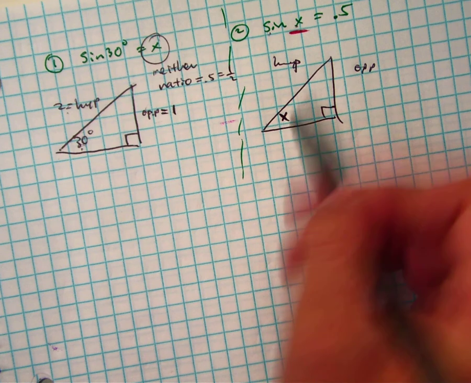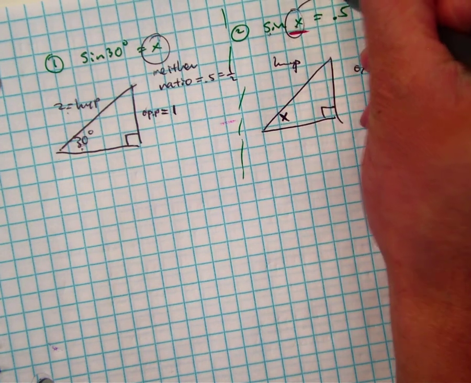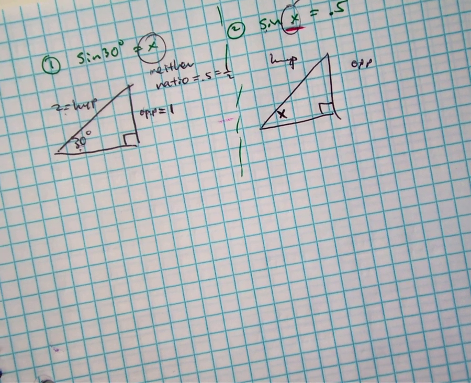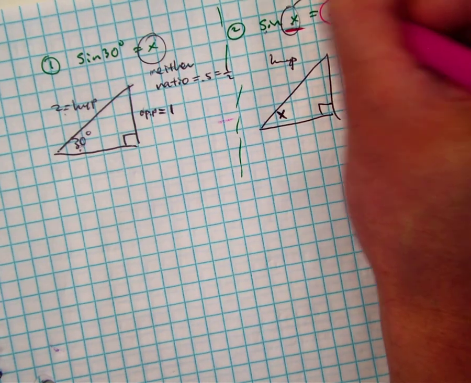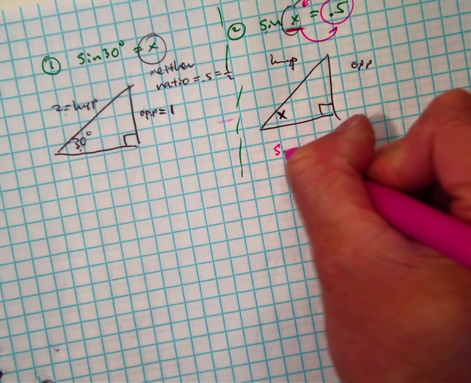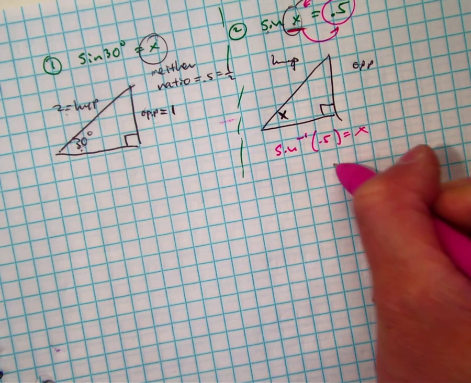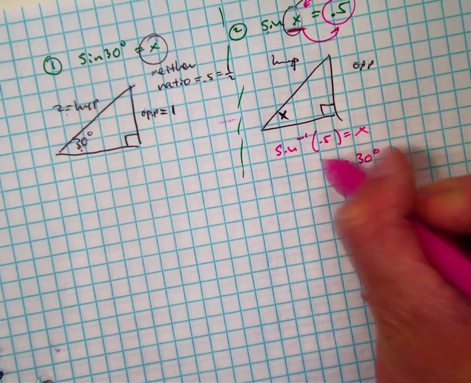So here, x actually represents an angle. And what did I just teach you? Well, you can actually solve for that angle using the inverse. So the inverse of sine of 0.5 will actually give us x, and when you put it in your calculator, you'll get 30 degrees.